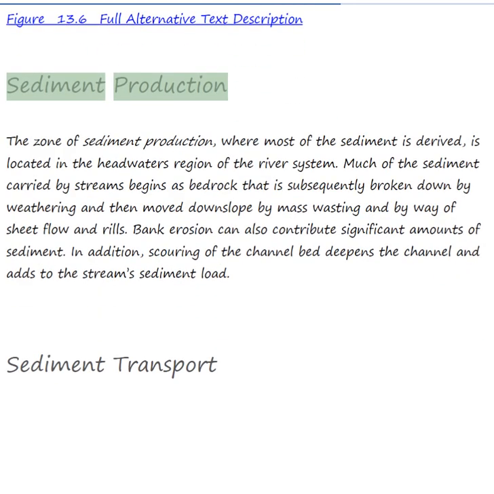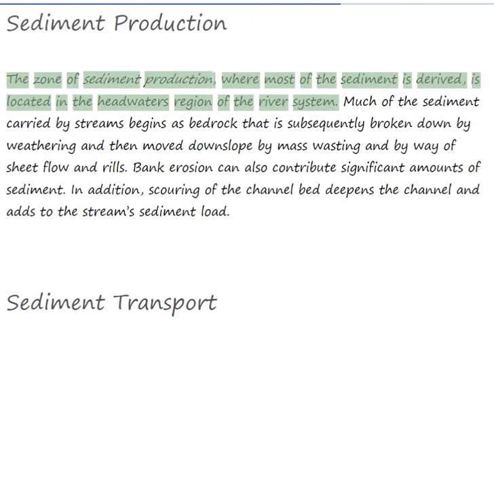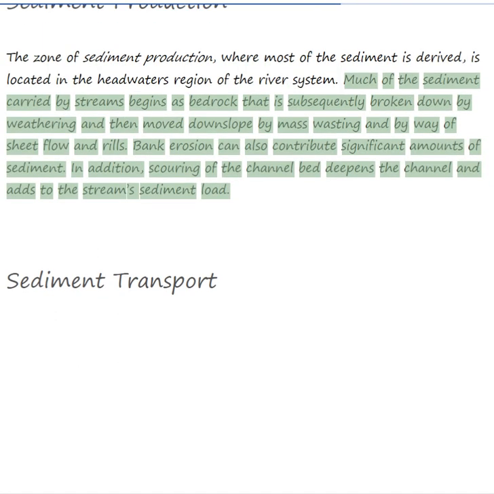Sediment production. The zone of sediment production, where most of the sediment is derived, is located in the headwaters region of the river system. Much of the sediment carried by streams begins as bedrock that is subsequently broken down by weathering, and then moved downslope by mass wasting and by way of sheet flow and rills. Bank erosion can also contribute significant amounts of sediment. In addition, scouring of the channel bed deepens the channel and adds to the stream's sediment load.